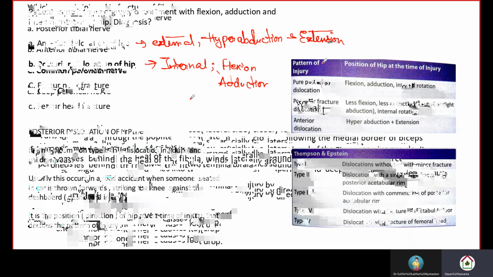Dislocation of hip can be classified into 5 types. Type 1 is dislocation with or without minor fracture. Type 2, dislocation with single large fracture of posterior acetabular rim. Type 3, dislocation with comminution of posterior acetabular rim. Type 4, dislocation with fracture of acetabular floor, and type 5, fracture of femoral head. So these are the 5 types of dislocation of hip, and the classification is Thompson and Epstein classification. Another classification is there, Stewart and Milford.